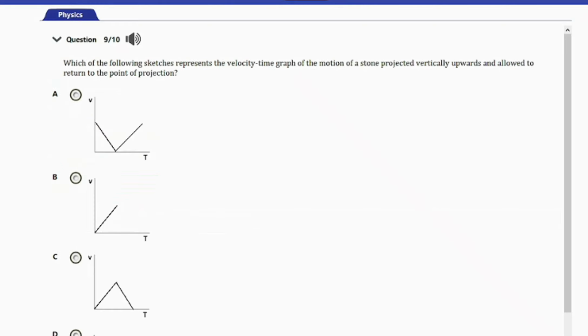The next question here, question number 9, says, which of the following sketches represents the velocity time graph of the motion of a stone projected vertically upwards and allowed to return to the point of projection? So guys, the answer to this question obviously here is option C. So you see the velocity increases with time here, and at a certain point the velocity starts dropping till it gets to the end. So that's it for this question here, guys. Option C is the answer. Let's go ahead and consider the next and last question, guys.